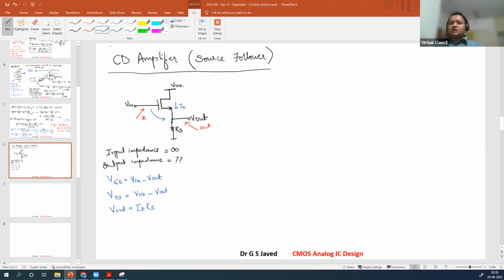Now let us do a small signal amplification. Small signal model we will draw. The small signal model can be given as, let us make things again familiar. Gate, drain, source.